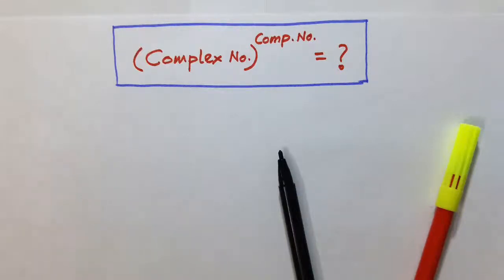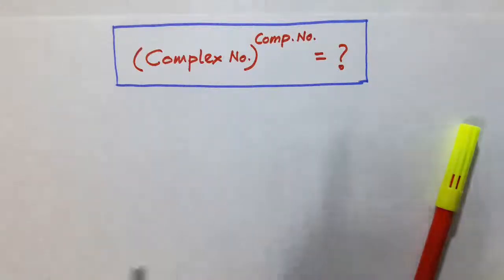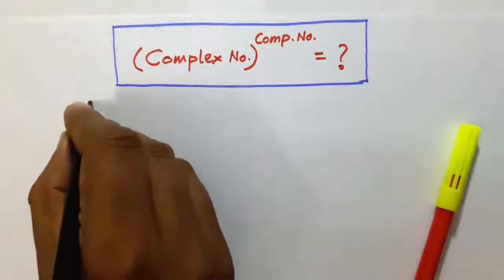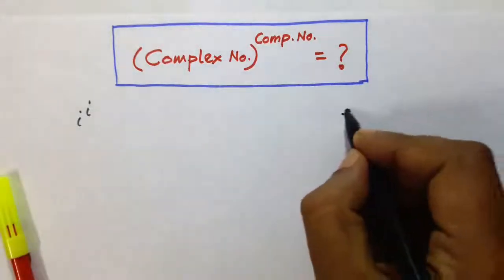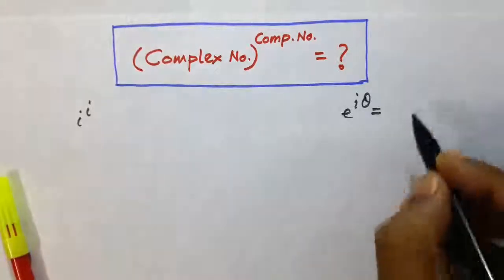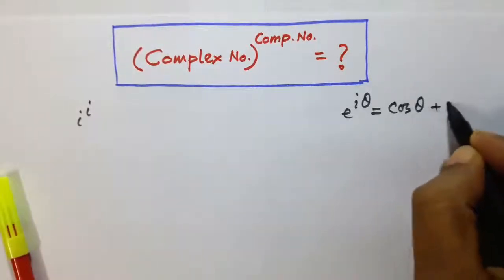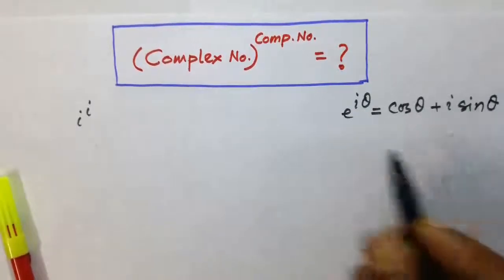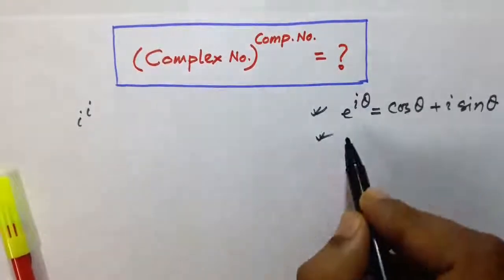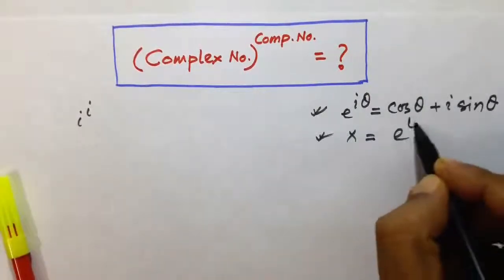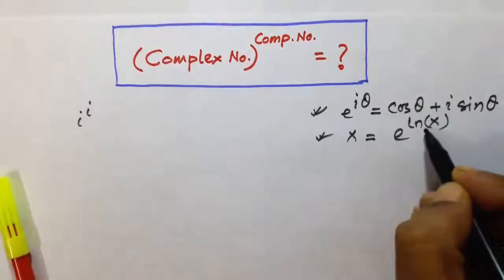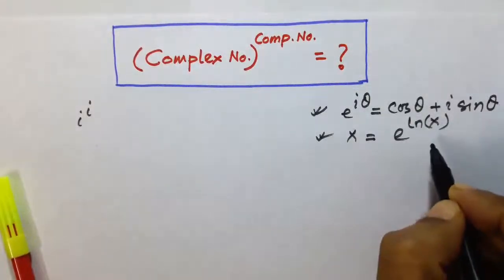So we consider a number I. Now we shall try to find out the value of I to the power I. For this we shall use Euler's formula, that is, e to the power I theta is equal to cos theta plus I sin theta. Also we shall use another thing, x is equal to e to the power ln x. What is ln? Ln means natural log whose base is e.